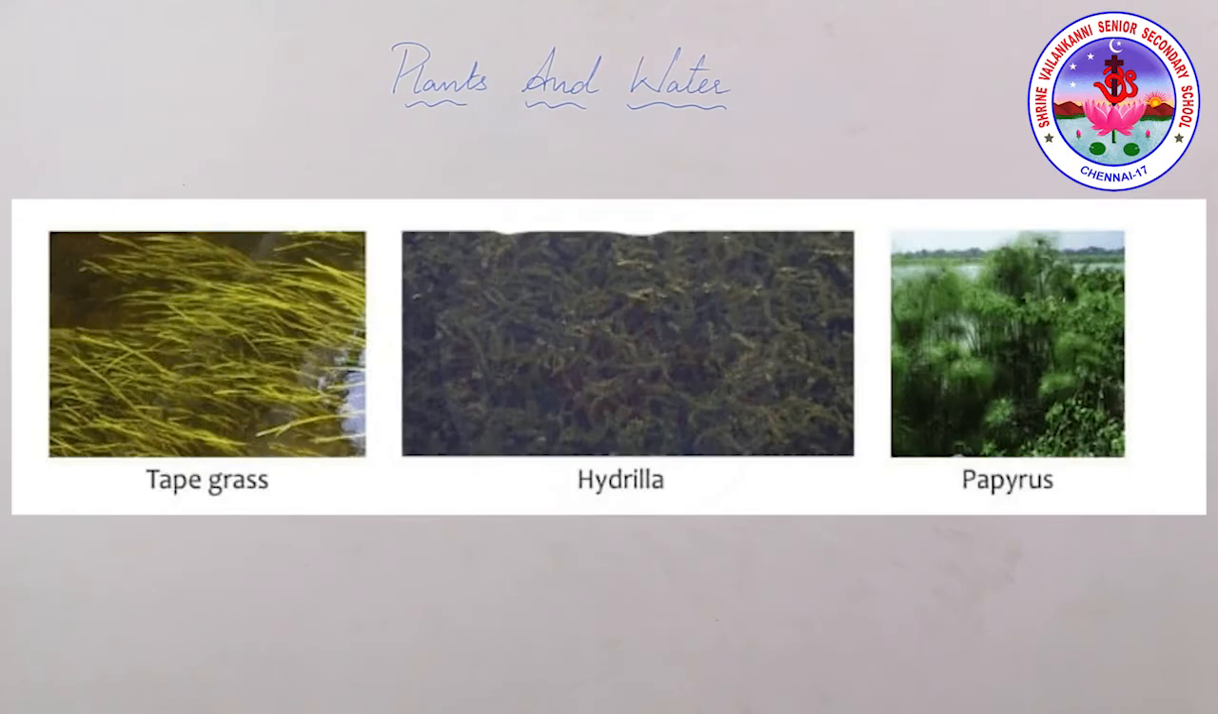At the edge of the water in a pond, lake or a river, plants like bulrushes and papyrus grow with parts of their stems and roots underwater. These plants have a tough root system, which allows them to grip the soil firmly. They can be found in ponds, lakes as well as in rivers.